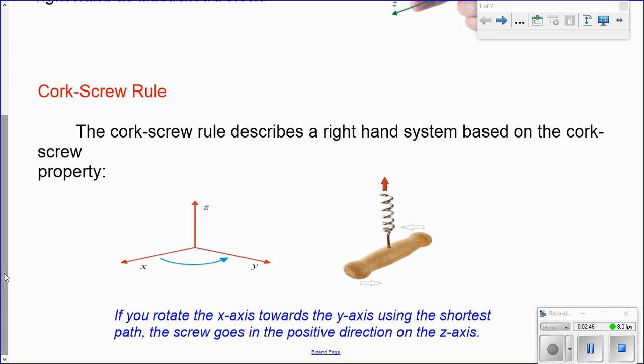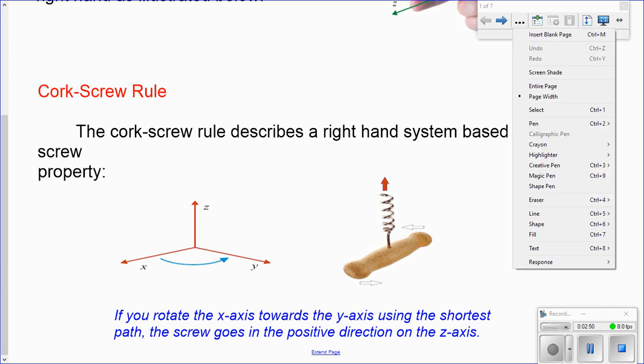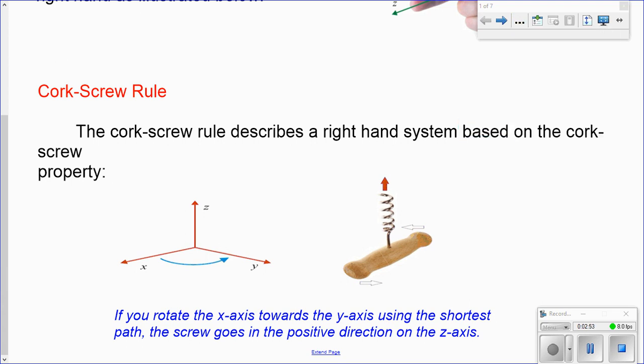So look at this particular example, saying x cross y. As x goes to y, it's generating this perpendicular vector z here. Another way to say that is if you rotate x towards the y-axis using the shortest possible path, this corkscrew goes in a positive direction on the z-axis.